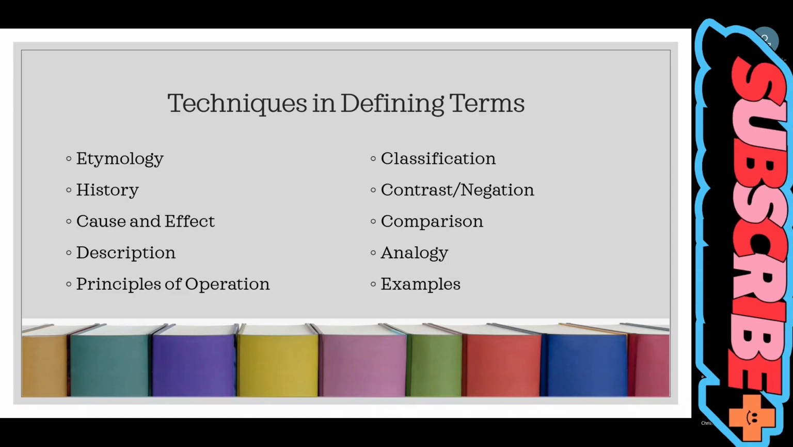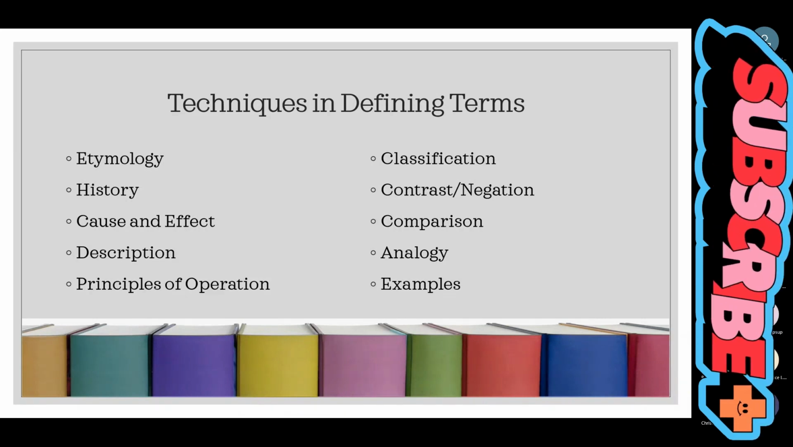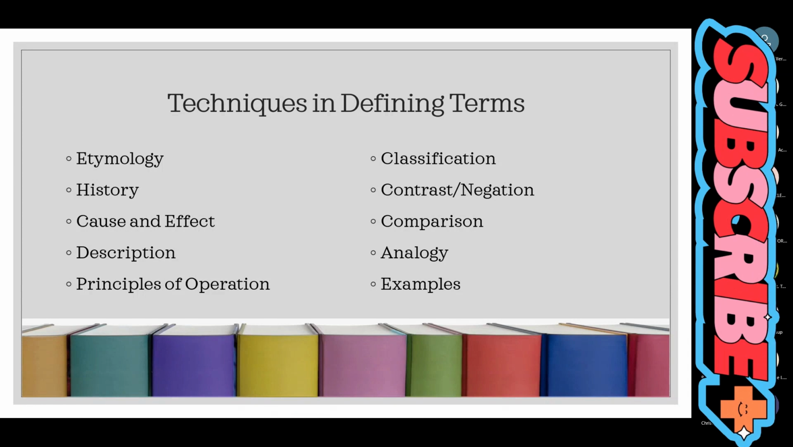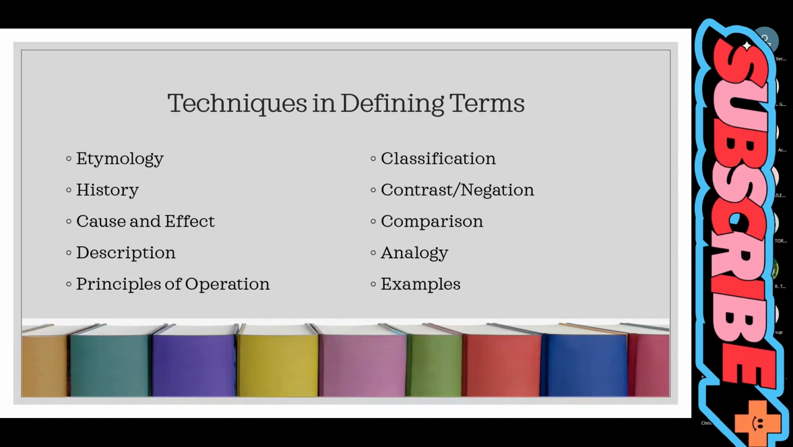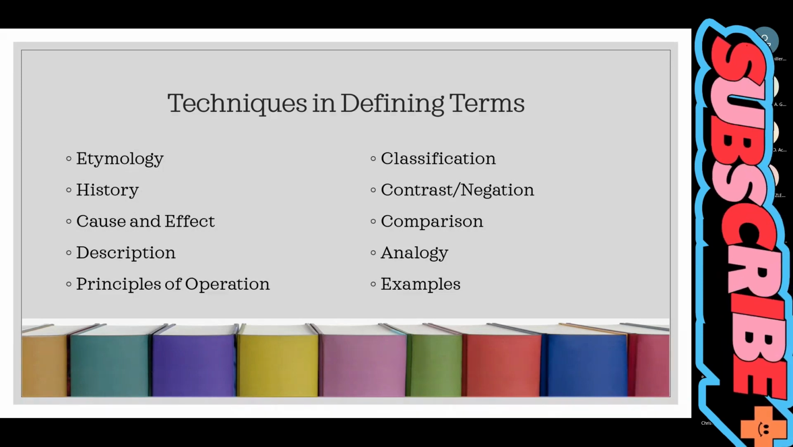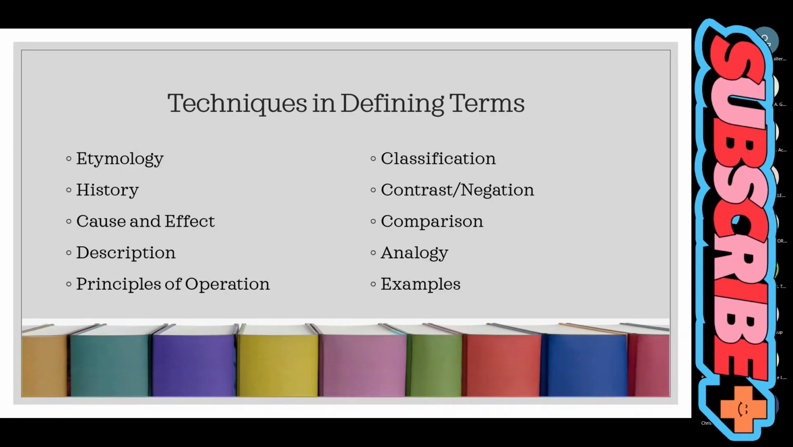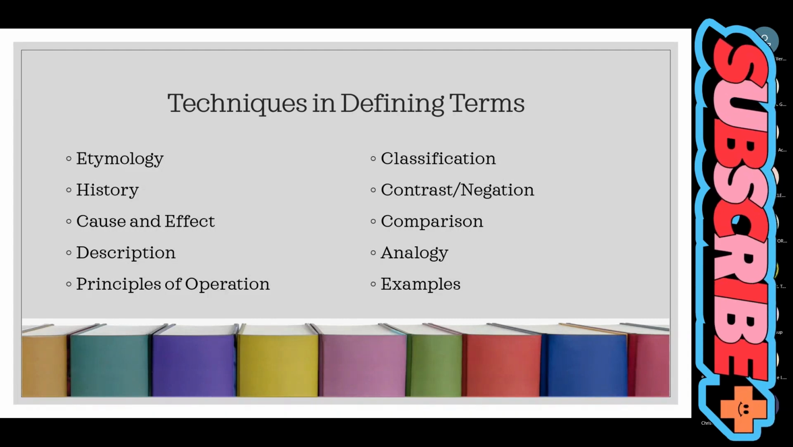And then we have analogy. When you say analogy, we explain by comparing two dissimilar topics where the second is familiar to the audience. And then the last one is examples. Here we use examples, instances, and illustrations for our readers to really understand the topic that we write. So those are the techniques in defining terms.